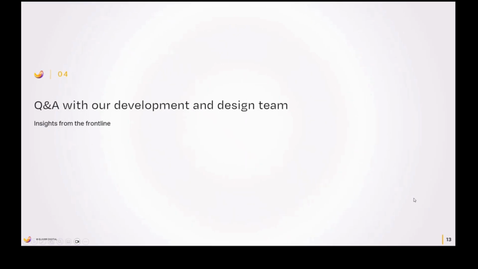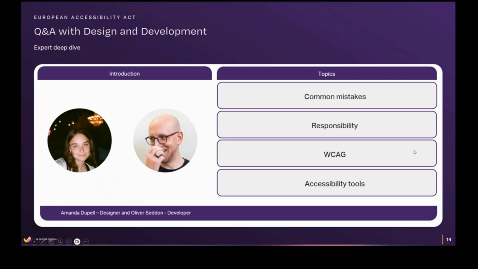Thanks, James. So after having a bit of a background of what the EAA is, why it's important, timelines, etc. I think what we really want to know is what do we do about it, or how do we make steps to becoming more accessible? So for this part, we have Amanda with us and Oliver from our design and development team, who are going to talk a little bit from their experience of being on the front line of accessibility issues they're seeing, responsibilities, and accessibility tools that you can be using as well.